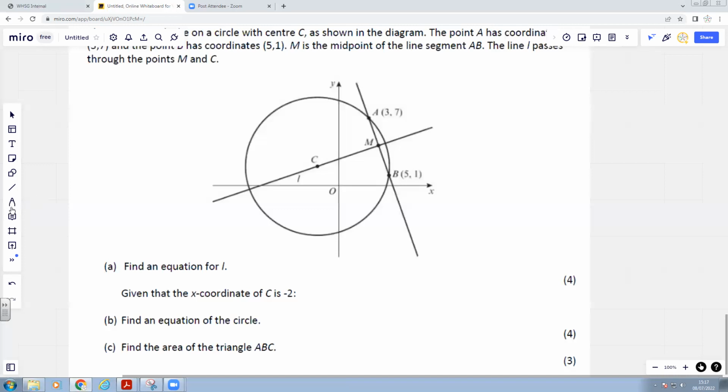So we need the midpoint. The midpoint is going to be the middle of 3 and 5, which is 4. Middle of 7 and 1, which is 4. So the midpoint's at (4, 4). Now, what else do I need here?